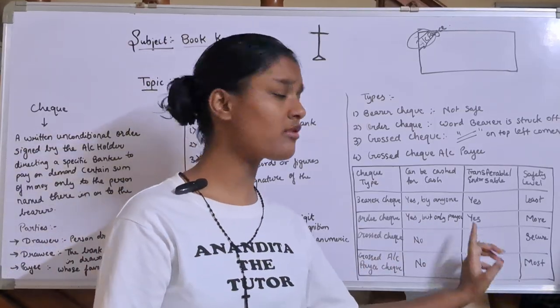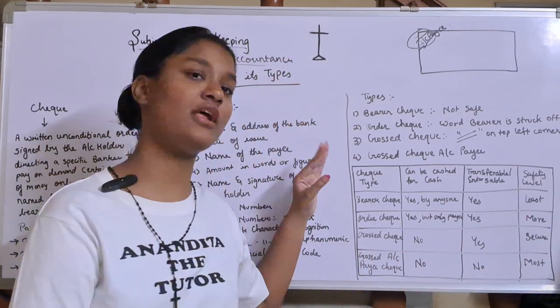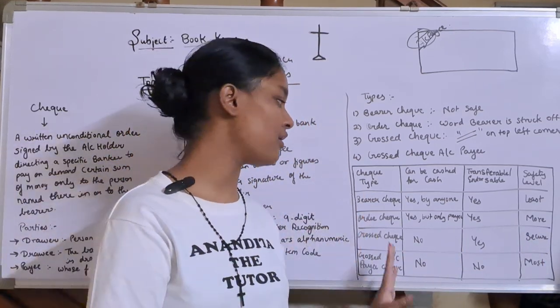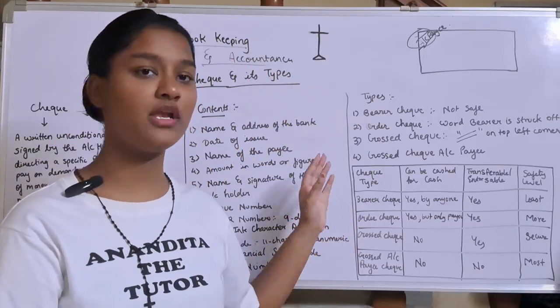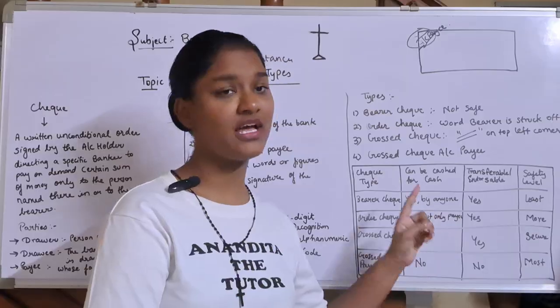So it is transferable, it is endorsable. Okay, and it is secure, more secure than an order cheque. Okay, an order cheque can be or cannot be a crossed cheque. Okay, and in an order cheque the money will come as direct cash.